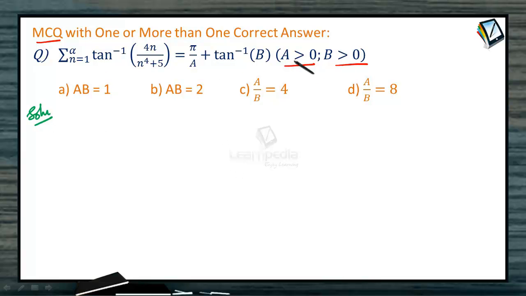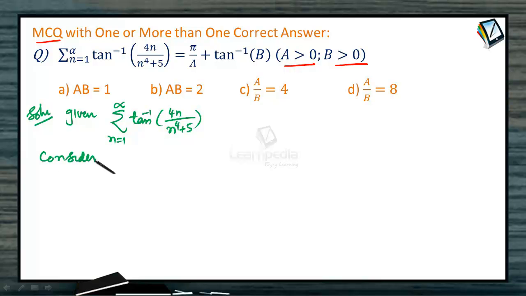To find the summation, what is given is the sum of tan inverse of 4n by n power 4 plus 5, where n stands for 1 to infinity. Now here we'll consider it in this way to find the summation in the form of pi by a plus tan inverse of b. Let us consider n to the power of 4 plus 4 as n square whole square plus 2 square.